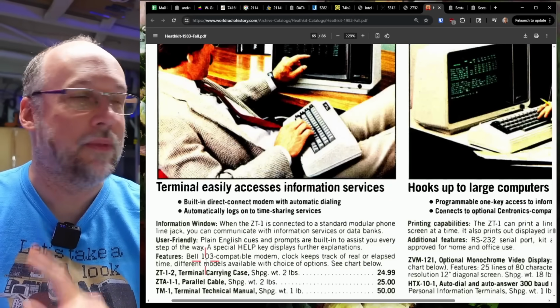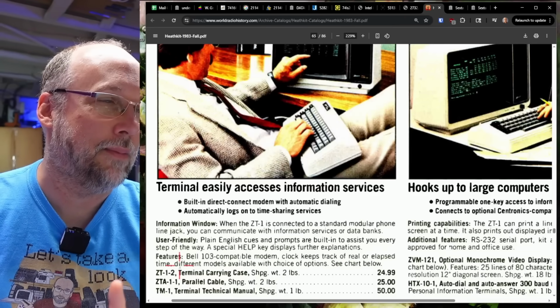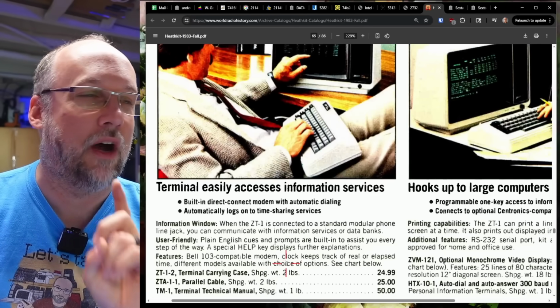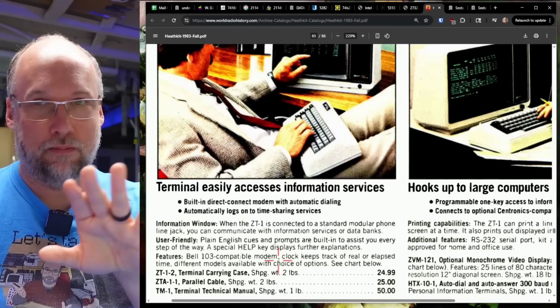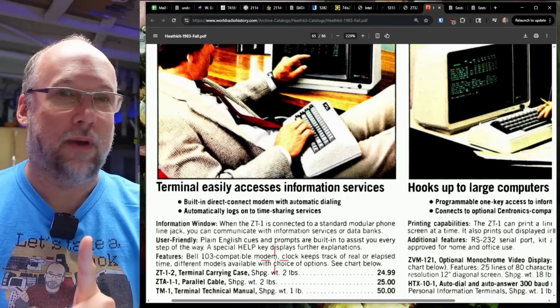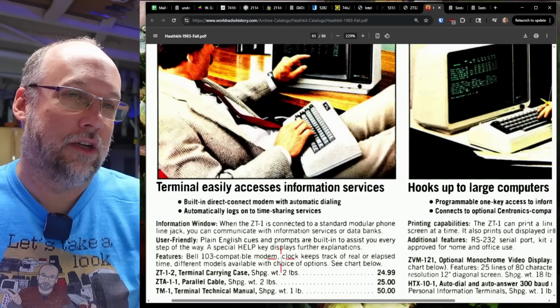Bell 103 modem, that means it's 300 bits per second. Clock keeps track of real time and elapsed time. Different models available for a choice of options. That's interesting because in that launch article we were just looking at, it just mentioned the ZT-1 with the bundled monitor with no other options. But it does turn out there are a bunch of options with different models that are available, and let's look at those in just one second.